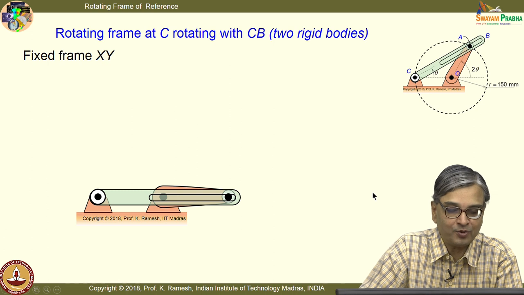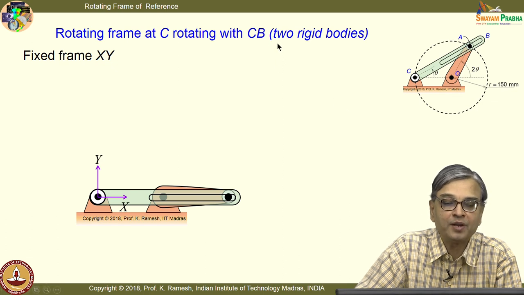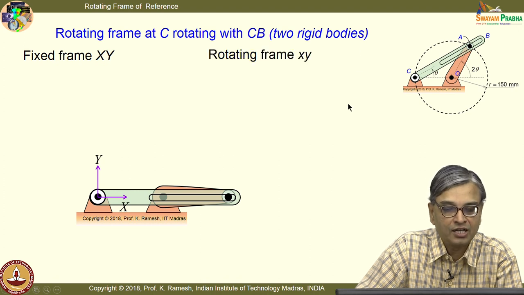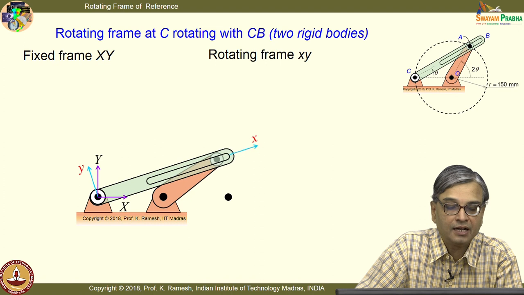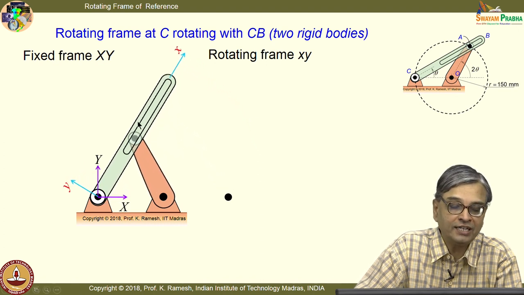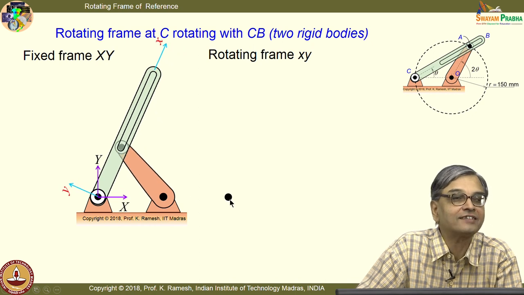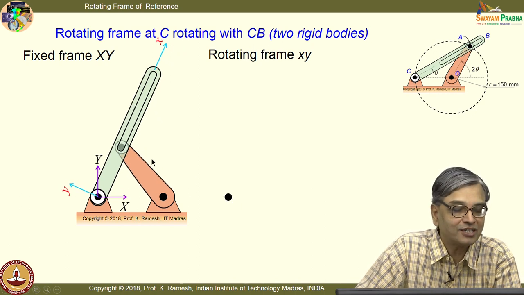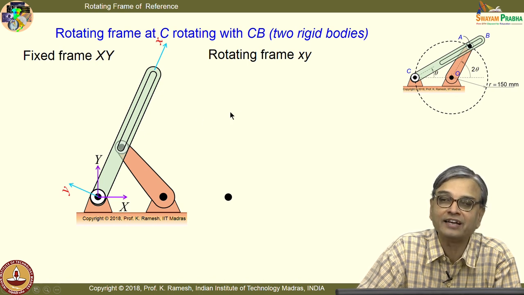So, just keep your observational skills as high as possible. I have a rotating frame of reference attached to this. I am now going to look at two rigid bodies. I have a rotating frame attached to the slotted member CB, and I have a frame like this, which is just moving. In my original animation, I also had a dot here, but because the dot is behind this member, it was not clear.